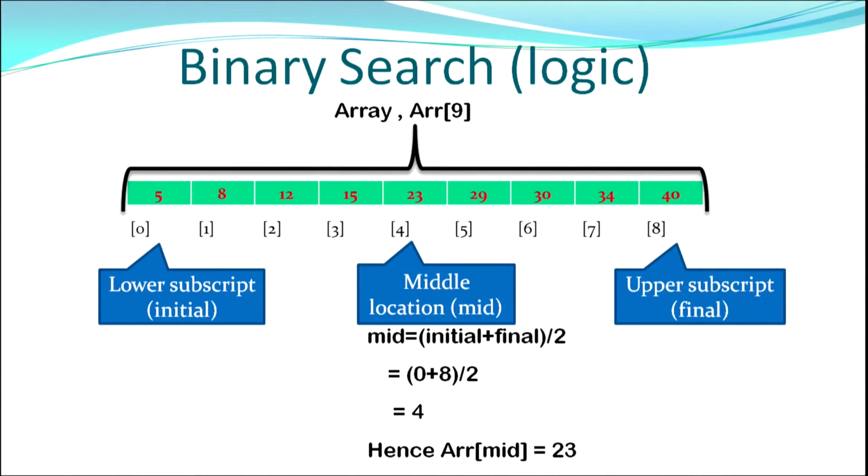If the data to be searched was 23, then obviously it is the middle element, the element is found at this particular location and you exit out of the program. So, you see that using the binary search technique, the number of comparisons are proportionately reduced. That is why it is a very efficient and faster method of searching a particular element in an array.